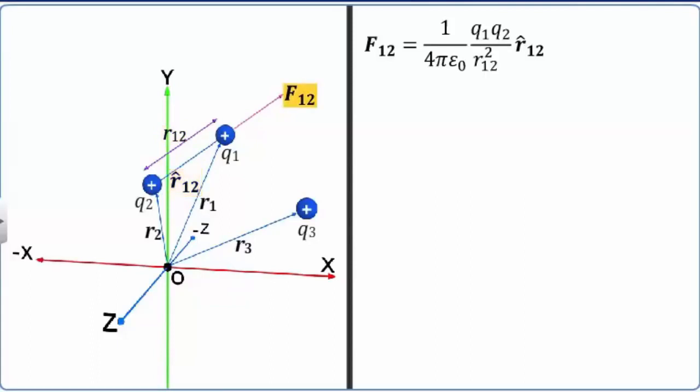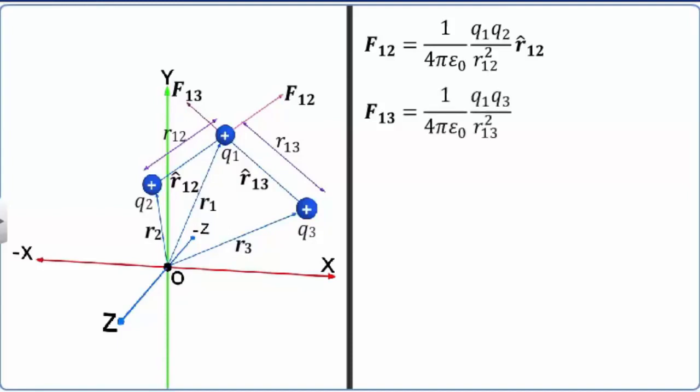F13 is the force on the charge Q1 due to Q3 and is equal to 1 by 4 pi epsilon naught into Q1 Q3 by R13 square into R13 cap.